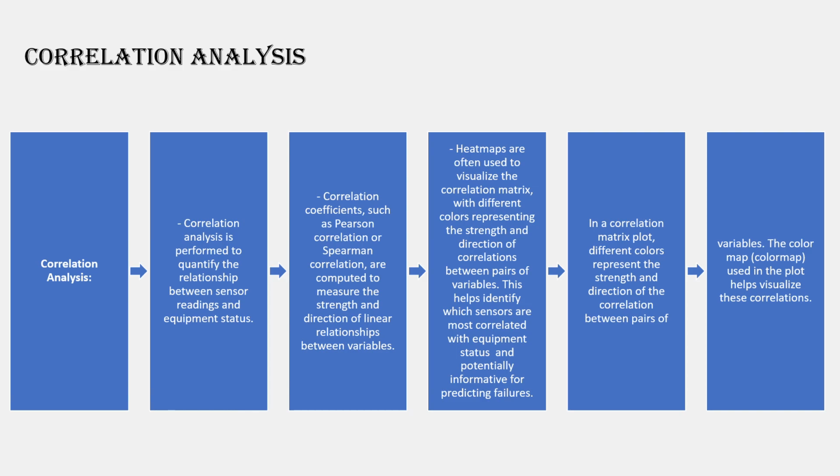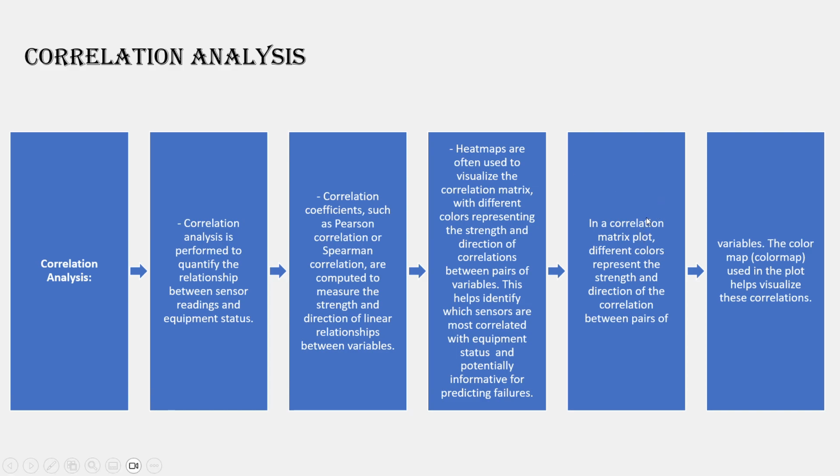So we'll see how the correlation analysis works. The correlation analysis is performed to quantify the relationship between the sensor readings and the equipment status. We compute coefficients such as Pearson correlation, and we use those to measure the strength and direction of linear relationships. Then we use heat maps to visualize the correlation matrix with different colors, so that we can identify them.